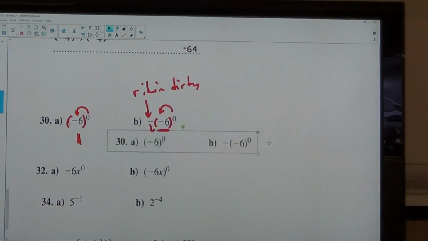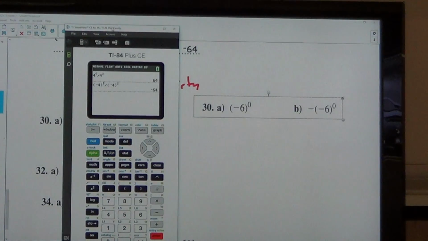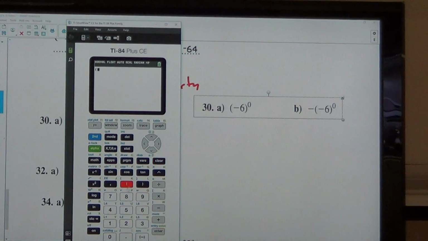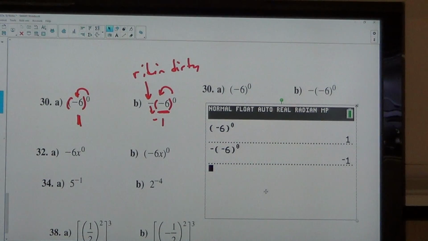Let me clone so that we can do it in the calculator. If we type this in the calculator exactly like it's written, it's going to be parentheses, -6, parentheses to the 0. And then the next one's going to be negative parentheses, -6, parentheses to the 0. So the first answer is 1, the second answer is -1.